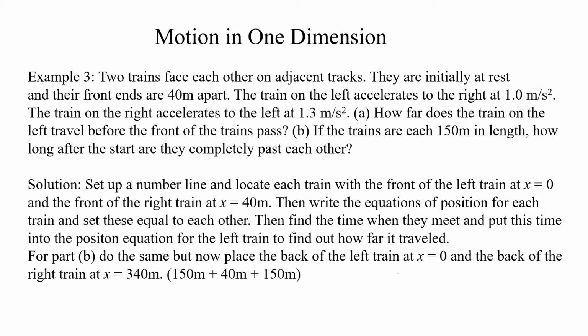Once we know how long it takes for them to meet each other, then we can put that time into the position equation for the left train, and that will tell us how far it traveled. Now for part B, we do the same thing, but now we locate our origin at the back end of the left train. And we'll mark the back end of the right train, and when the back ends are at the same position, that's when they pass each other.